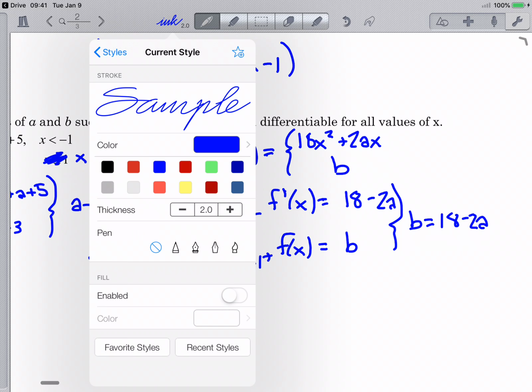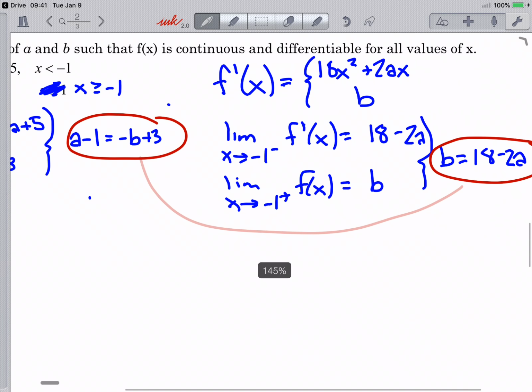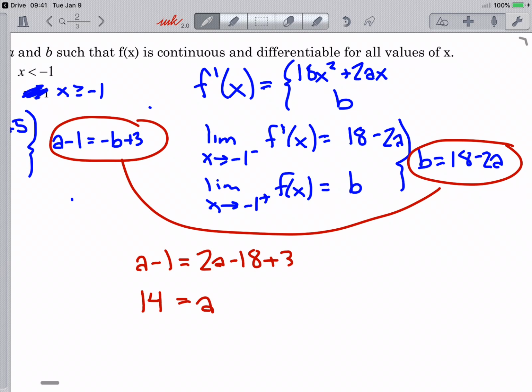So I've got two equations, two unknowns. That is a solvable system. So I'm going to work with these two. In fact, I'm probably just going to do substitution. So I've got a minus 1 equals negative b. So negative b is simply 2a minus 18. I switch the order of the subtraction. Plus 3. Subtract a from both sides. I get a on the right. Negative 18 plus 3 is negative 15. Add 15 to negative 1 and I get 14. So a is positive 14.